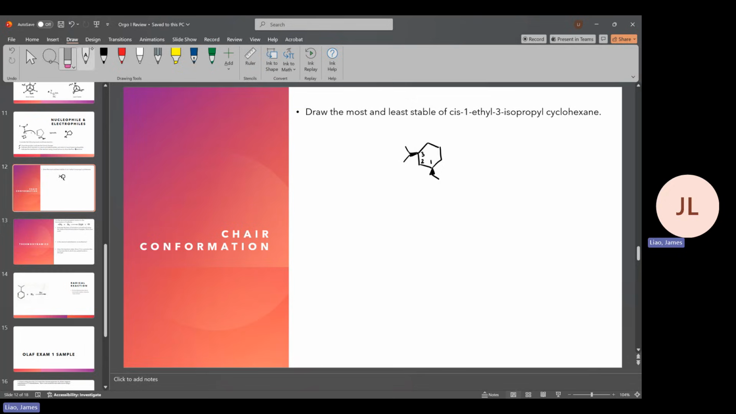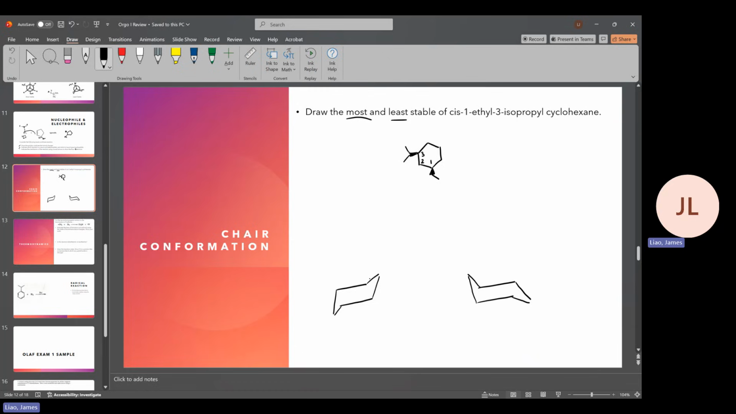Which takes a lot of practice. But another way you could do this is taking parallel lines. That'll work. And then we're going to do the chair flip. That'll look like this. We need to draw the most and the least stable version of these. So I'm going to draw them first and see what they are.